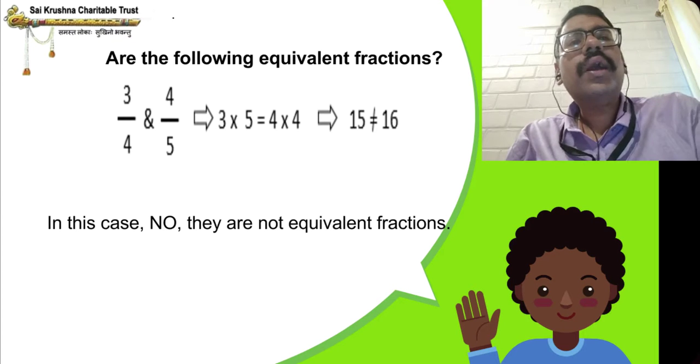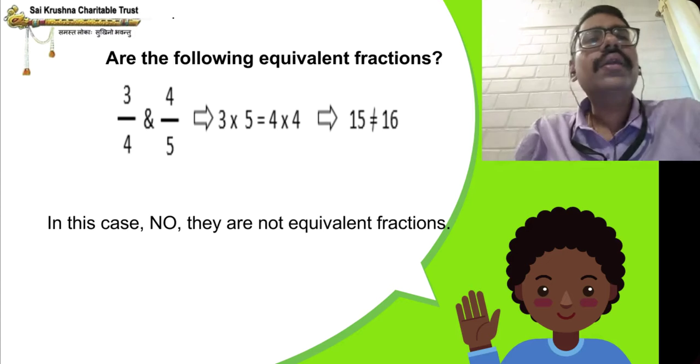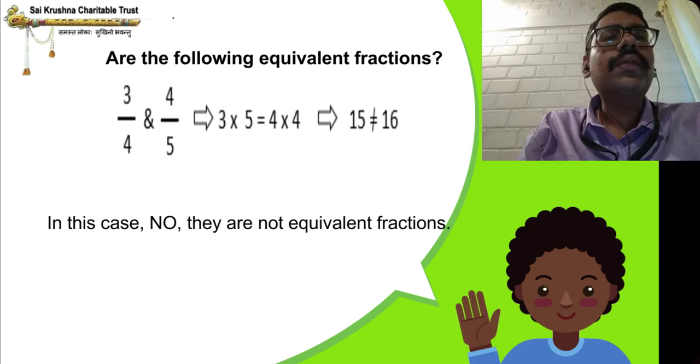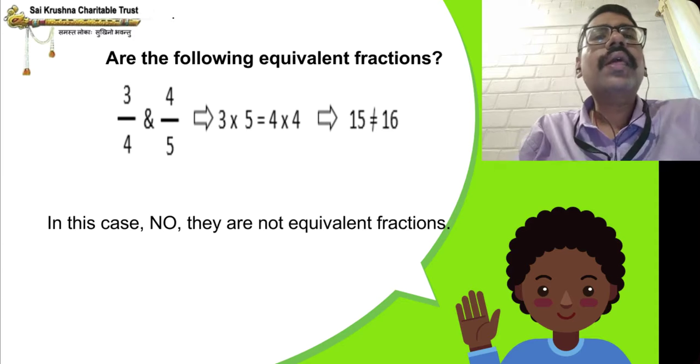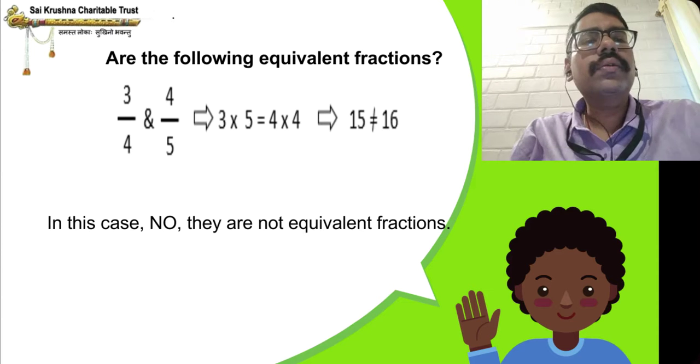That's all. What is the formula for calculating equivalent fractions? You have to cross multiply, or you can do like this. Numerator 1 into denominator 2 should be equal to denominator 1 into numerator 2. Okay.